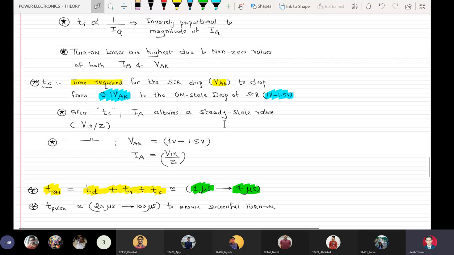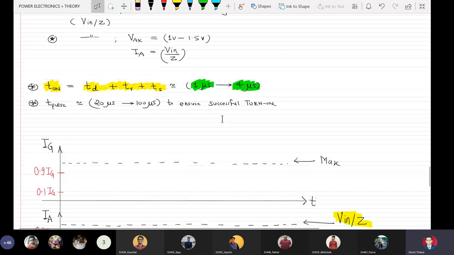And finally, the spread time is the time required for the SCR drop VAK to drop from 10% of its initial value to the on-state drop of an SCR, that is 1 volt to 1.5 volt. And we thus told that the on time T on is equal to TD plus TR plus TS.